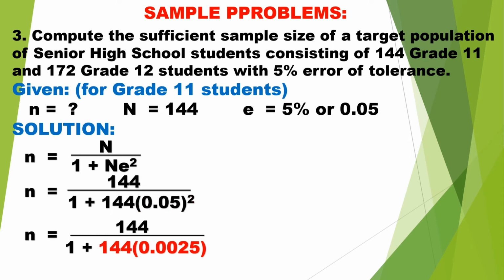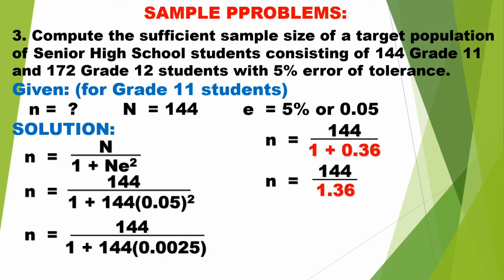Multiply 144 and 0.0025. Its product is 0.36. Simplify further the denominator. 1 plus 0.36 equals 1.36. Then simplify further. 144 divided by 1.36 equals 105.88, which will be rounded up to 106. Therefore, the sample size for grade 11 is 106 students.